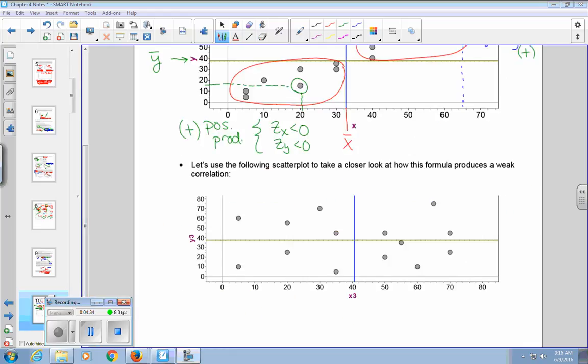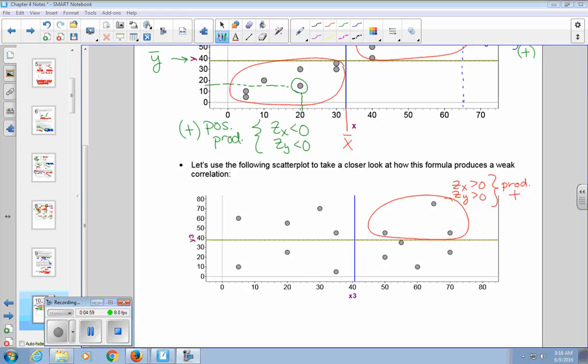Okay, so in the second one, we're going to use the scatter plot again to take a closer look at how this formula produces a weak correlation in this case. So I'm going to start over here in the top right. We just saw from above that the products of the two z-scores for the x coordinates and the y coordinates are both going to be greater than 0. So the products are going to be positive.